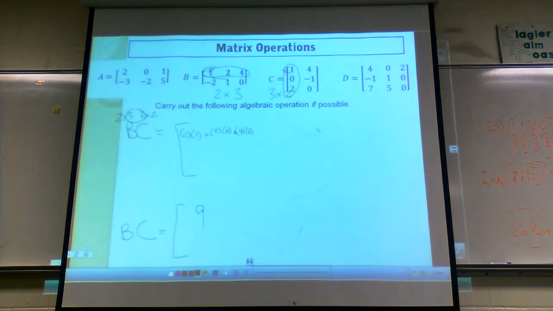That's first row, first column. So first row, second column means now I'm going to take that entire first row and multiply it by the second column. So 1 times 4, plus 2 times -1, plus 0. If you add all that stuff together, what does it give you? 4. Okay.